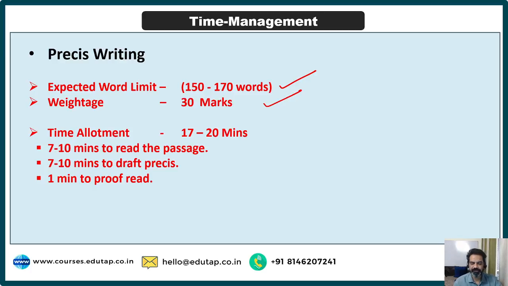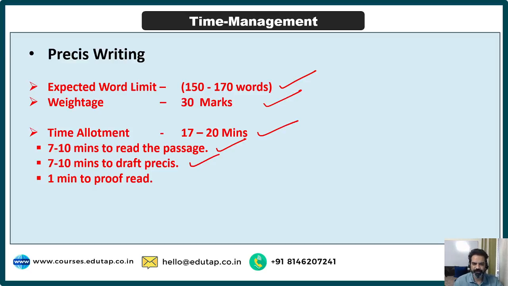Now the time allotment for précis is 17 to 20 minutes out of 90 minutes. We gave 30 minutes to essay, now 20 minutes to précis. So what you would do, 7 to 10 minutes to read the passage first, read it carefully. Then again 7 to 10 minutes to make a draft, to make a précis.